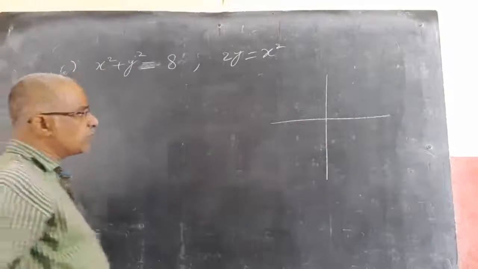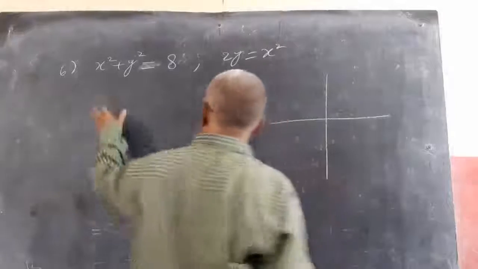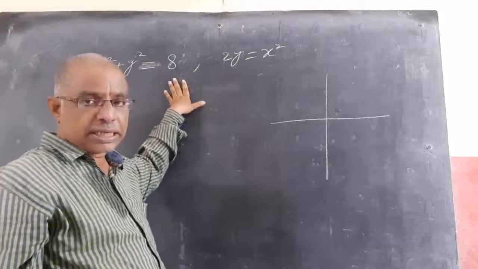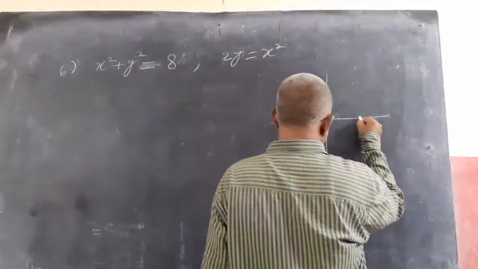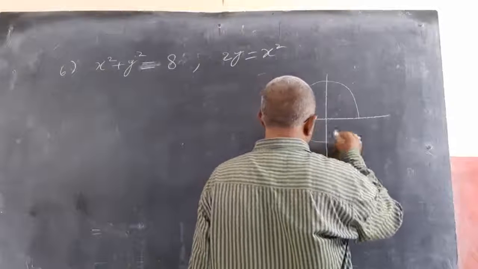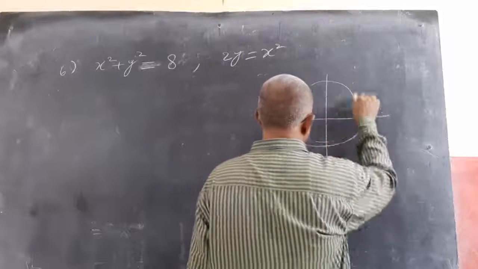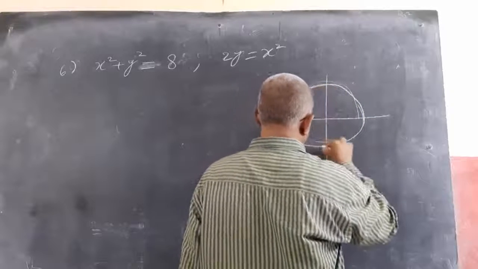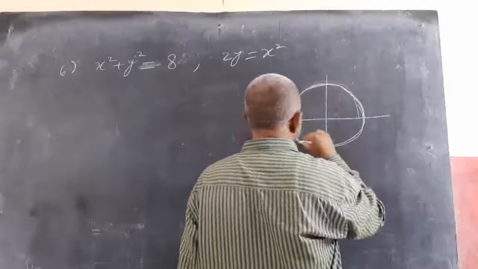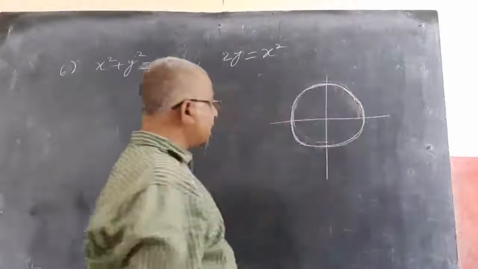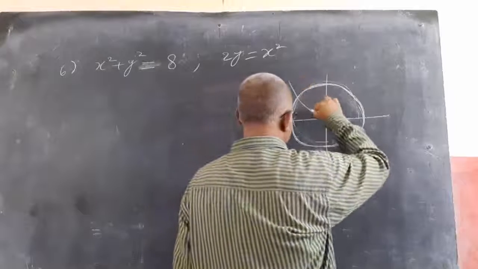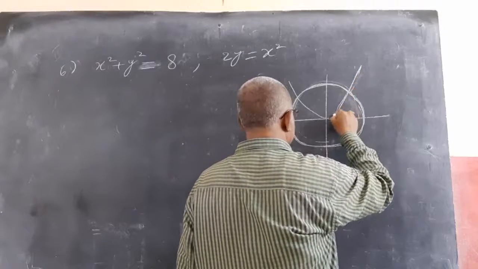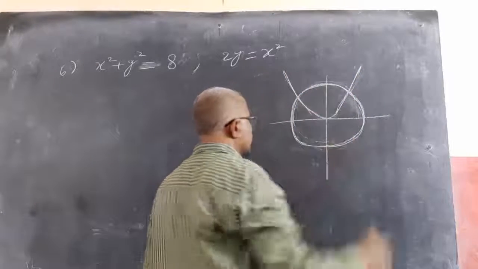x square plus y square equal to 8 is a circle. You know that x square plus y square equal to 8 is a circle with center 0, 0 and radius 2 root 2. You learned in circles. So, this is a circle with center 0, 0 and radius 2 root 2, since root 8 is 2 root 2. So, there is a circle like this with center 0, 0. And 2y equal to x square is a parabola like this.